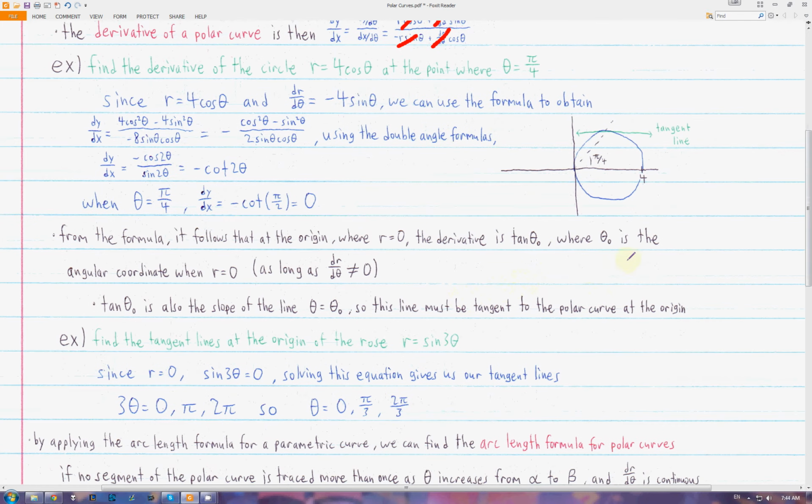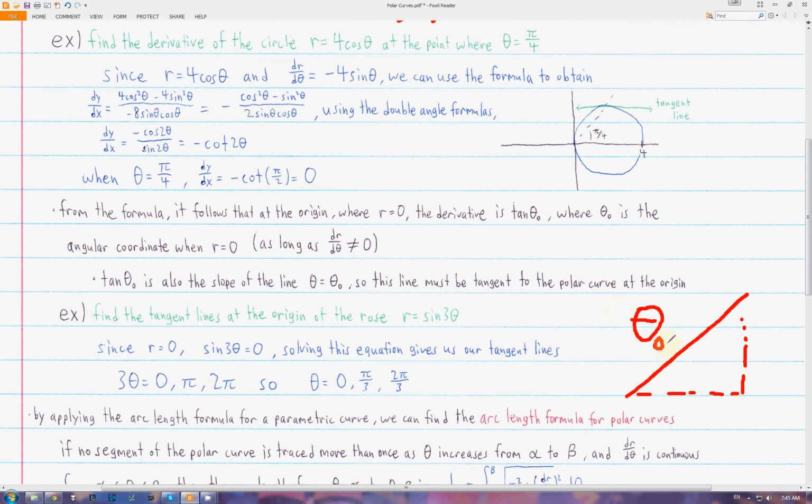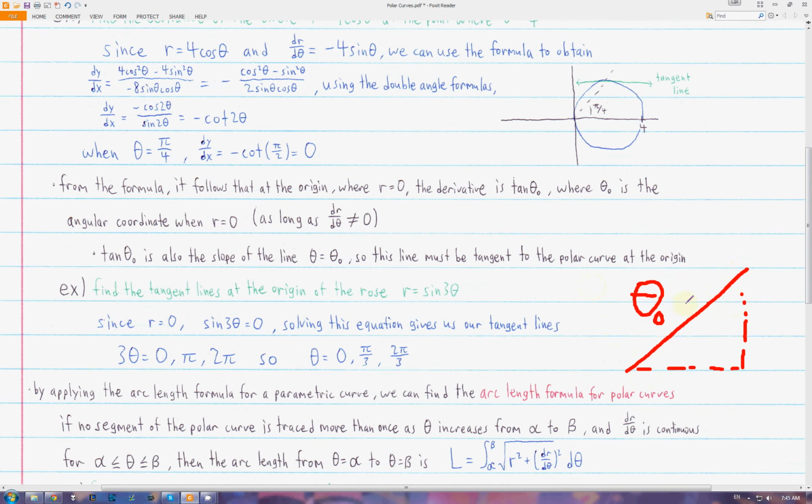But tangent of theta naught is also the slope of this line, theta naught, because opposite over adjacent is the same thing as rise over run. So we know that this line, theta naught, has to be equal to the tangent line at the origin. So in other words, whatever the theta is when r is equal to 0, that's going to be one of the tangent lines that crosses through the origin.